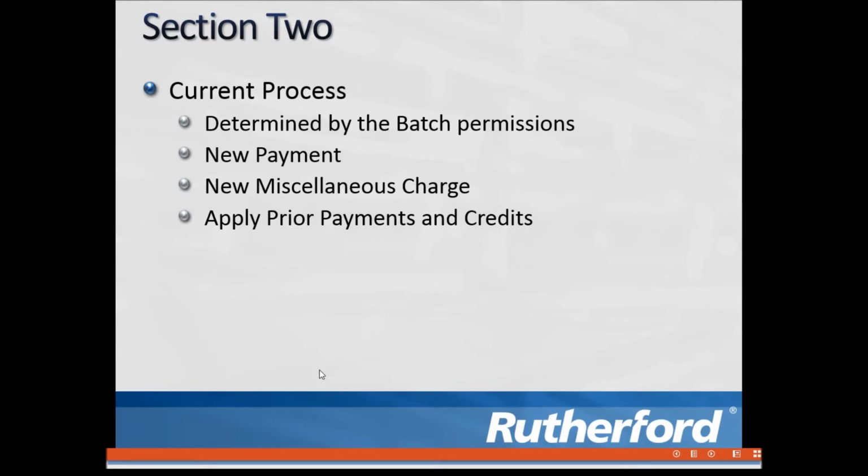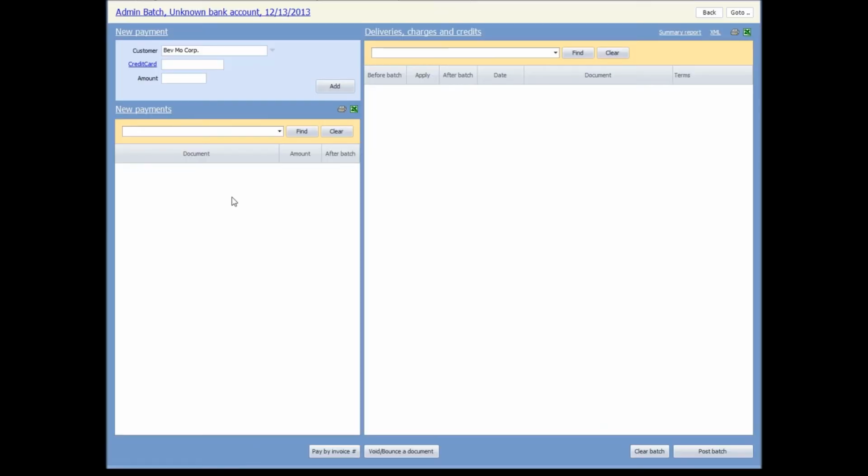Section 2 in Payment Central shows the current process that is being performed. The current process choice will be determined by the batch permissions. It can include a new payment, a new miscellaneous charge, or merely applying prior payments and credits. Here in the current process section, you can see the choice for new payment, new miscellaneous charges, or applying prior payments and credits.